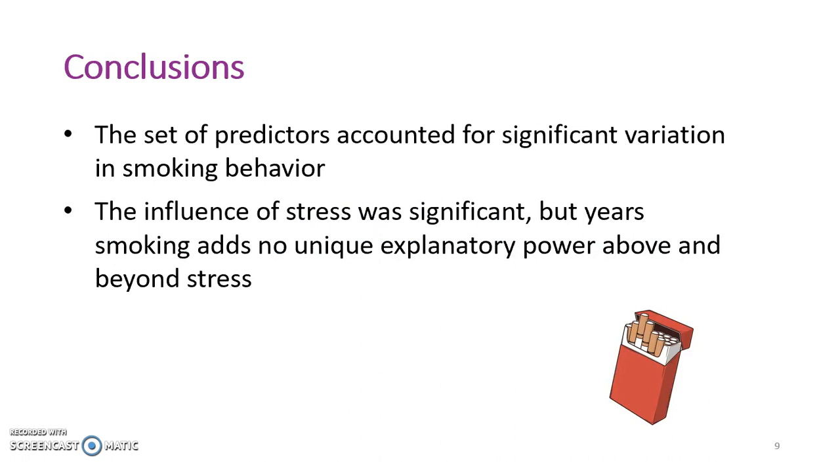So in conclusion, if we take all of the results together from the full model and looking at the specific components, we would say overall that the set of predictors did account for significant variation in smoking intensity behavior. When we then probe the specific components and look at the tests for those, we would say that the influence of stress was significant, but years smoking added no unique explanatory power above and beyond stress.